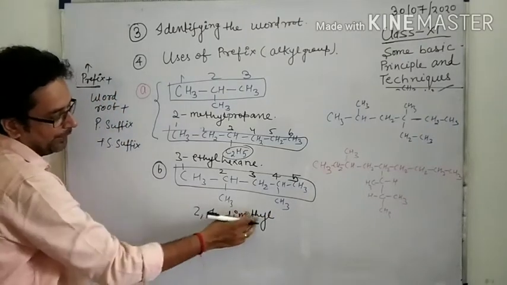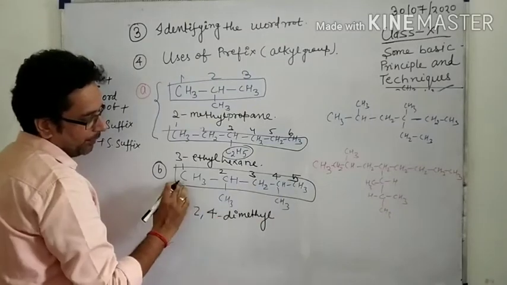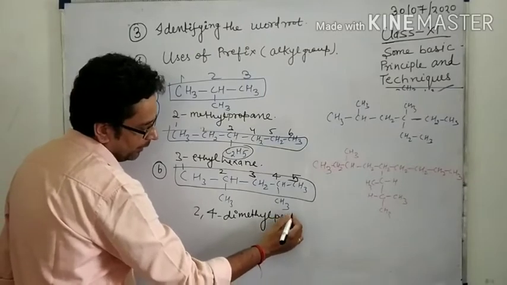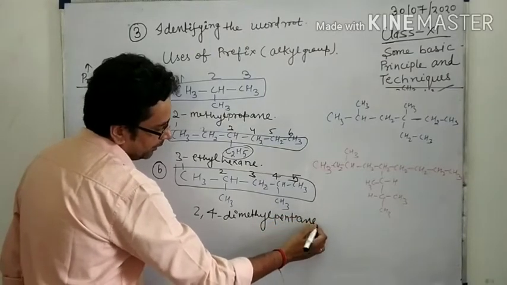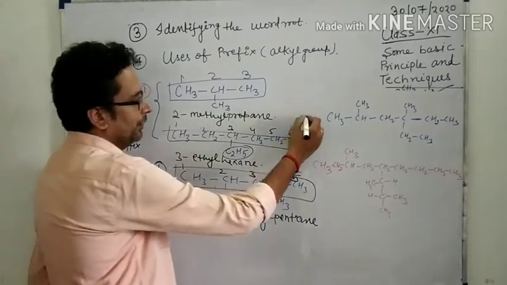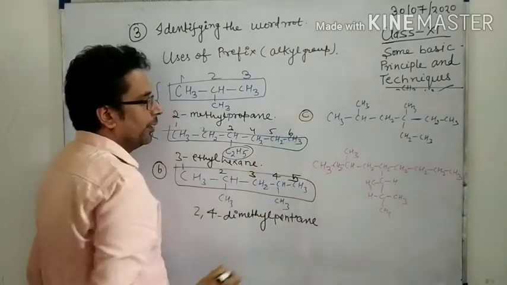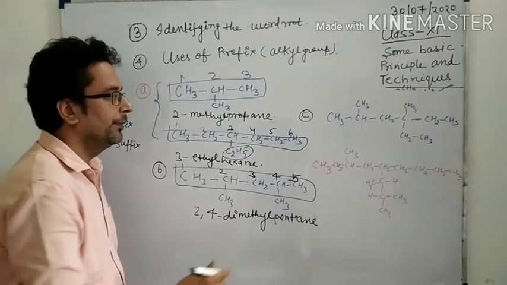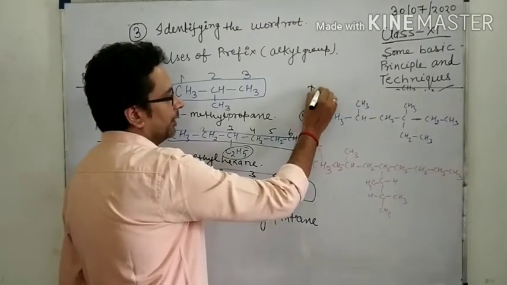2, 4 dimethyl. Total number of carbon is 5. For 5 we use pent. All are single carbon, so pentane. Okay, now this is the next example in which two different alkyl groups are present.